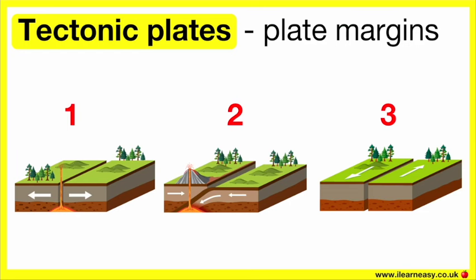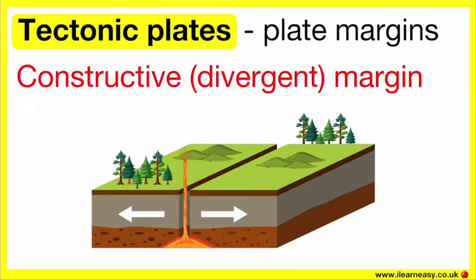Tectonic plates meet each other at their plate margins. There are three types of plate margins. The type of plate margin depends on the type of movement that occurs. Constructive plate margin, also known as divergent. This is when the plates move away from each other. This results in a gap in which the magma seeps through, cools down, and forms geological features such as volcanoes.